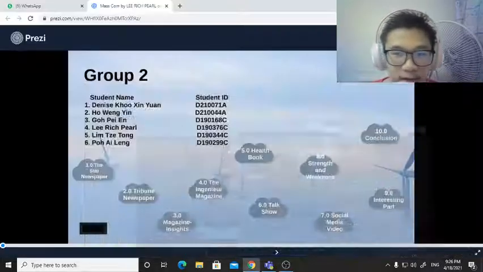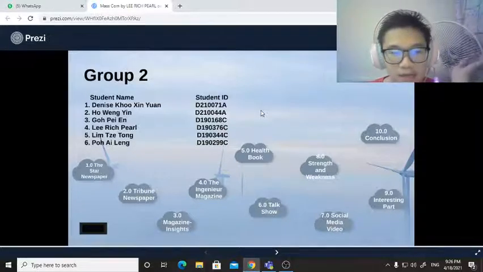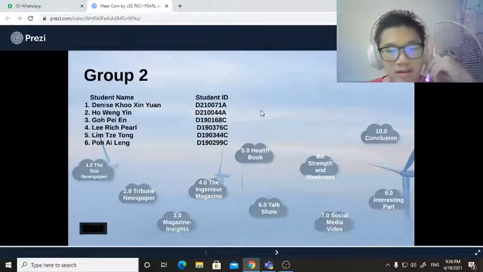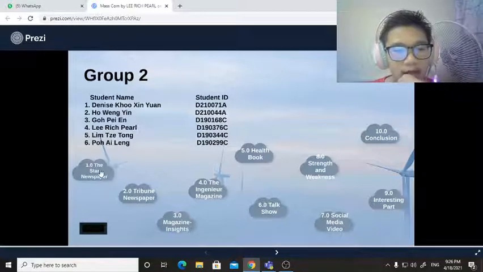So today I would like to present our Group 2 group assignment. The first slide is our teammates. My name is Danny Koo. We have Hoven In, Gu Pei Li Pierre, and Li Jing Tong, and Eileen is our teammate. We have 10 subtopics about the assignment. The first is the Star newspaper, and the Tribute newspaper is my scope to present.